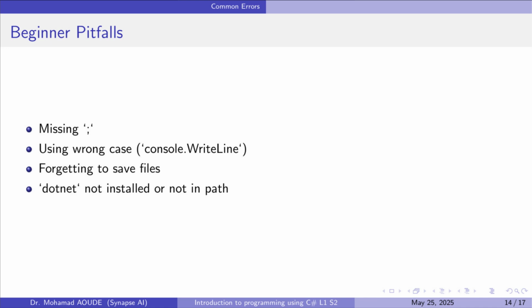Watch out for these frequent mistakes: forgetting a semicolon at the end of a statement, using the wrong case, like writing Console.writeLine instead of capital C Console.WriteLine, accidentally saving a file with the wrong extension, or not realizing that .NET is not installed or not on your system path. Always verify these basics before running your code.